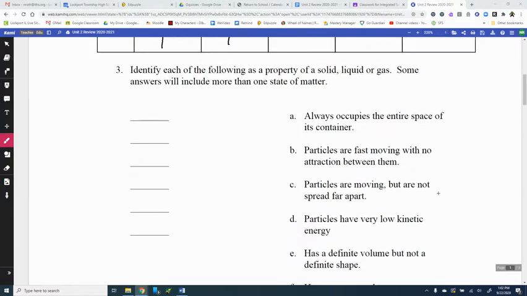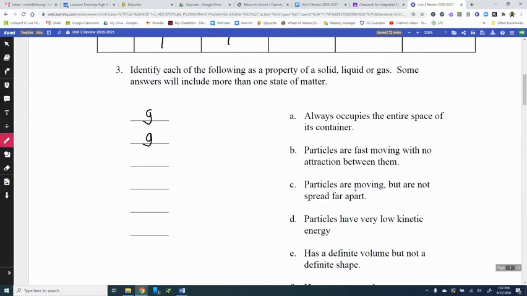All right, next, each of these is a property of one of the states of matter, and we're going to identify if it's solid, liquid, or gas, or multiple of them. So, always occupies the entire space of its container. That is definitely a gas. Particles are fast moving with no attraction between them. That is also a gas.